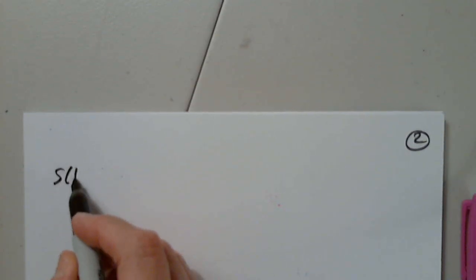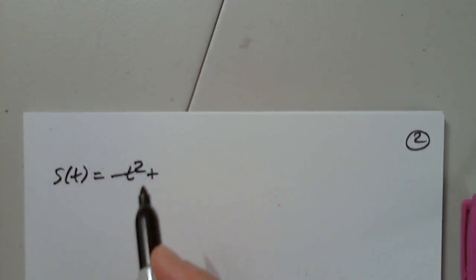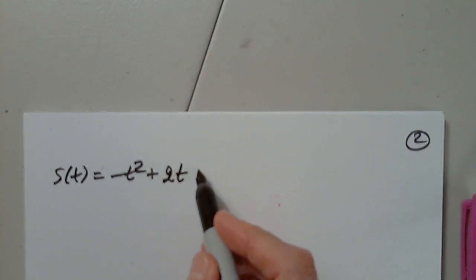Yes, hold on just 1 second because Ryan asked first. And yes, so let me write the problem. What was it, Julia? It was S of t equals negative t squared plus 2t plus 5.